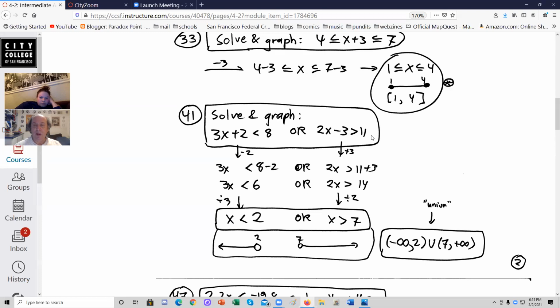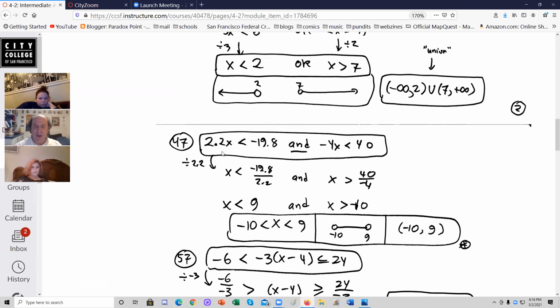Okay, 2x minus 3 is greater than 11. We add 3 to both sides. 2x is greater than 11 plus 3. 2x is greater than 14. Divide both sides by positive 2, which keeps the inequality the same. And so you get x is greater than 7. So it's this half line, x less than 2, union this half line, everything greater than 7. So we denote this by negative infinity to 2 for this half line, union 7 to positive infinity for this half line. This U means a union, which ultimately comes down to this word or.